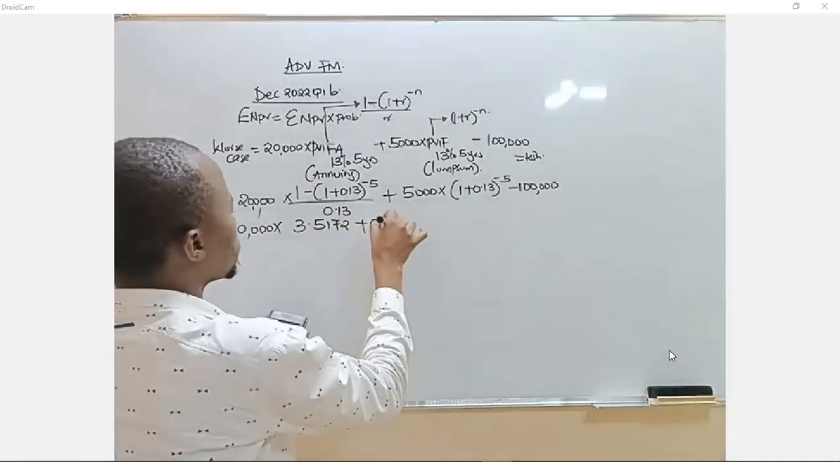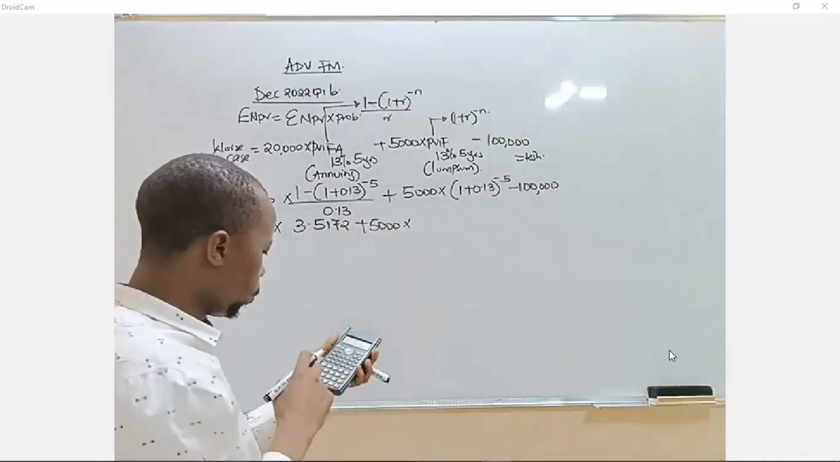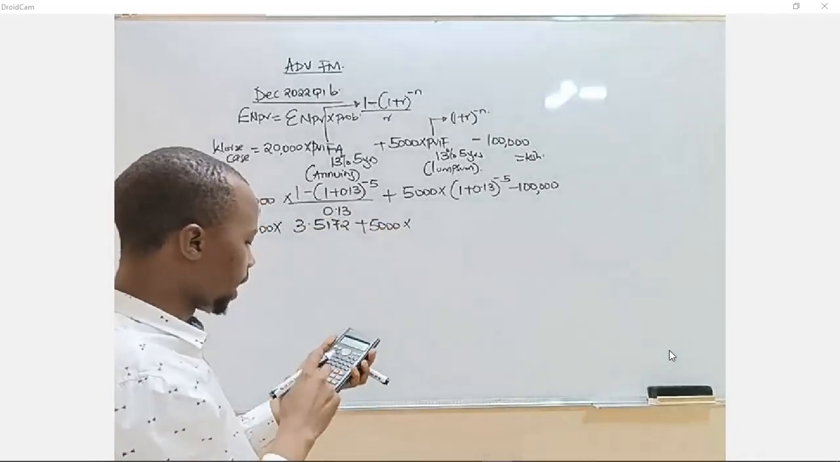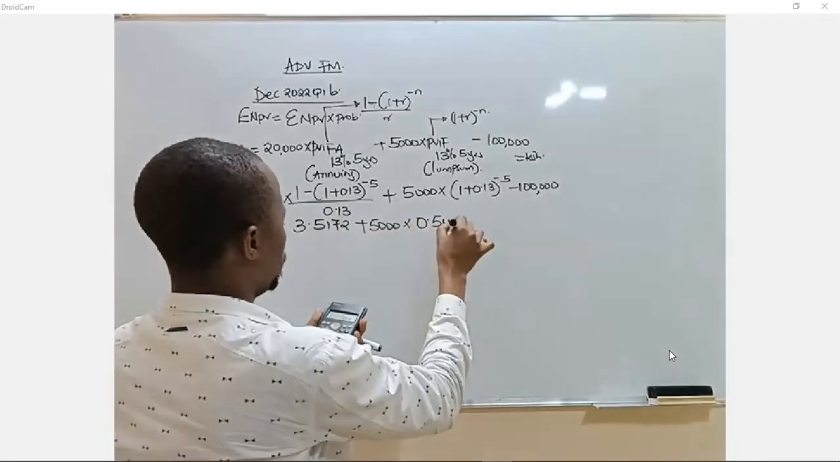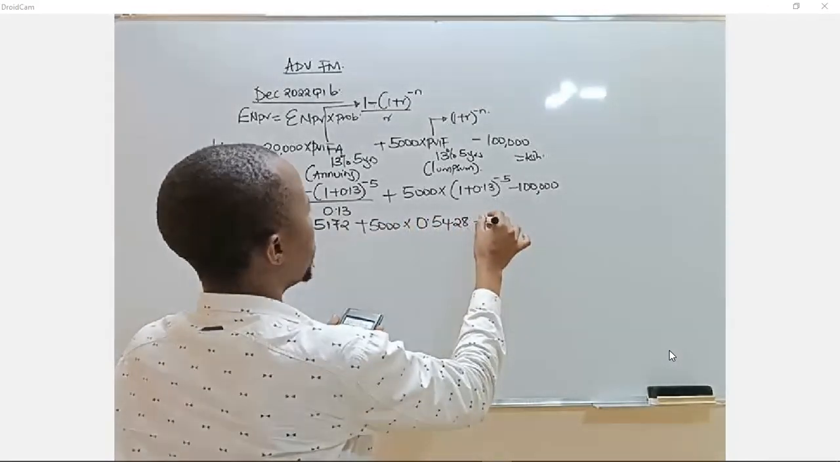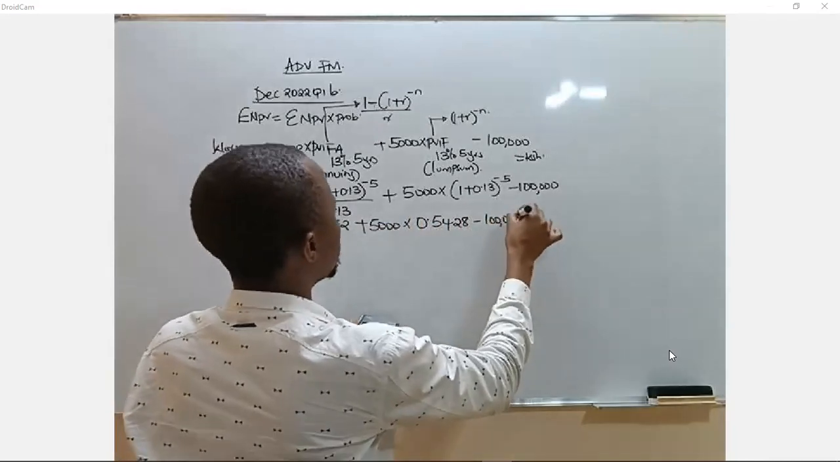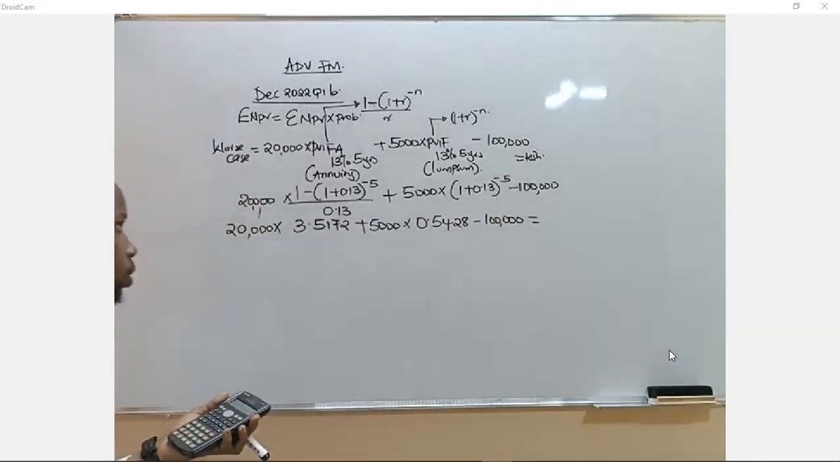This one we multiply by 20,000, plus 5,000, we multiply by 1.13 raised to the negative 5. I'm getting 0.5428 minus 100,000. So it is easy. You can put it on your calculator.